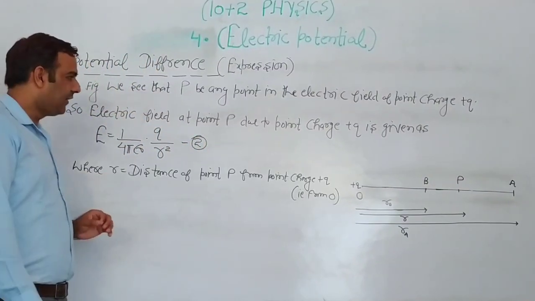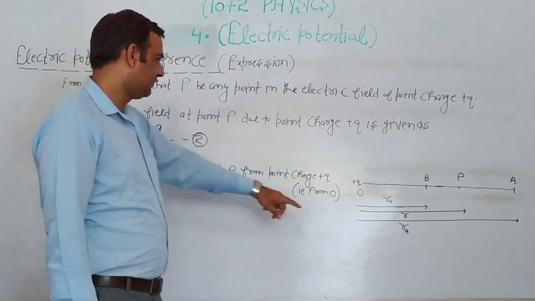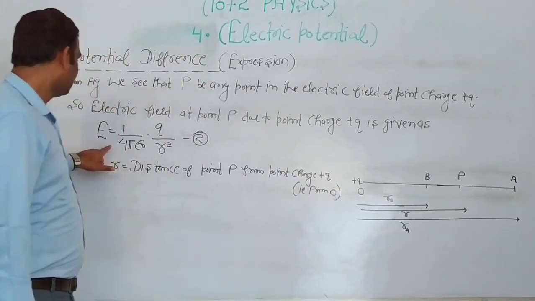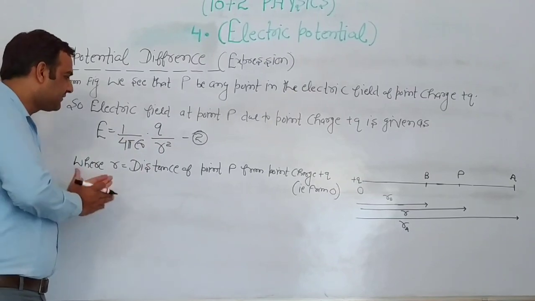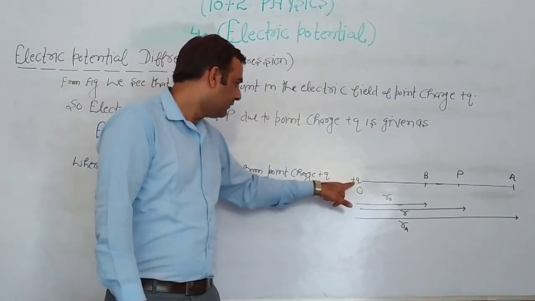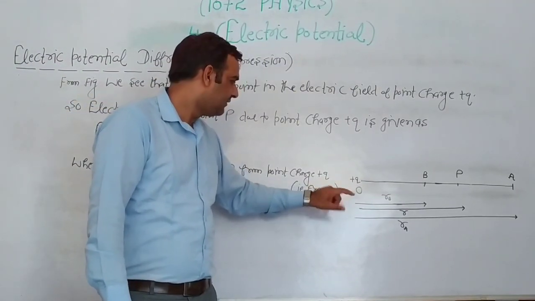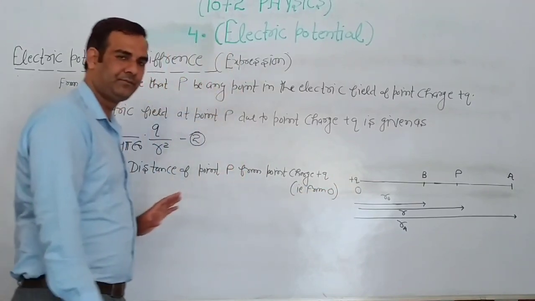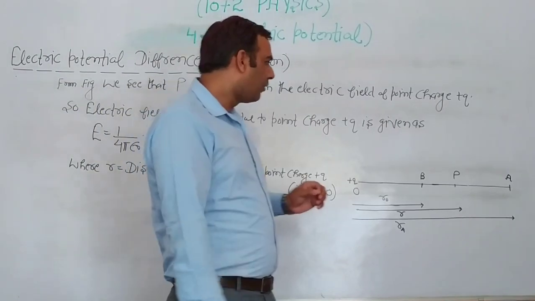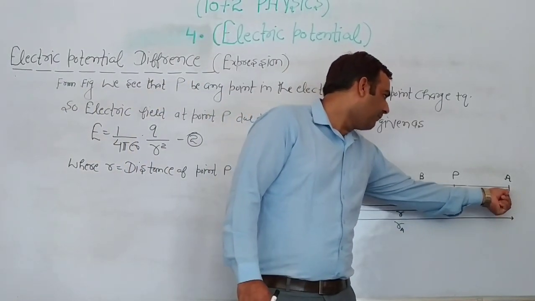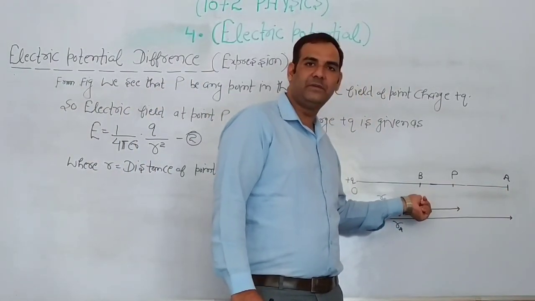So electric field at point P due to this plus Q charge is given as E is equal to 1 by 4 pi epsilon naught Q by r square, and here r is the distance of point P from this charge, you can say from point O. Now we have to bring this test charge from point A to point B.